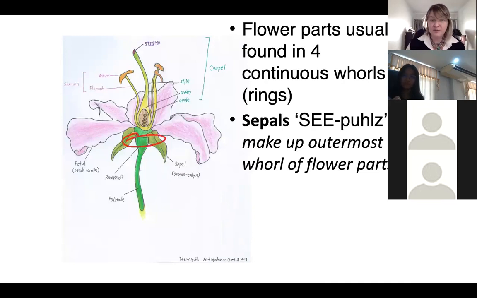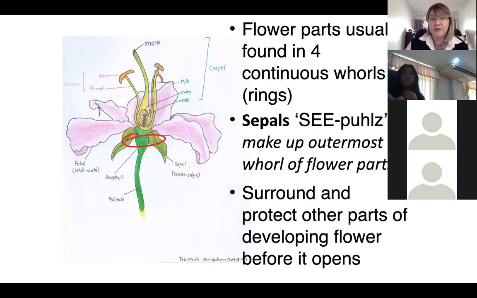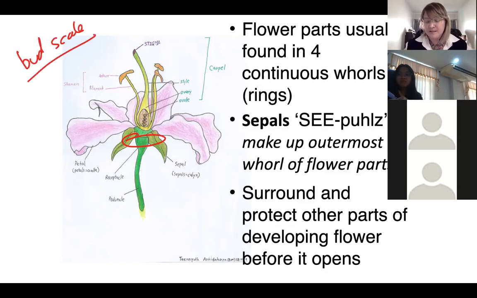They're called the sepals. These are the outermost whorl of flower parts. The function of the sepals is to cover and protect the parts of the flower before it actually opens up. You might also consider these a very specific kind of bud scale. If you remember, bud scales were kind of like those green leafy parts that covered up a bud before it opens.